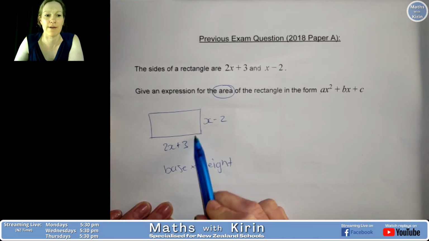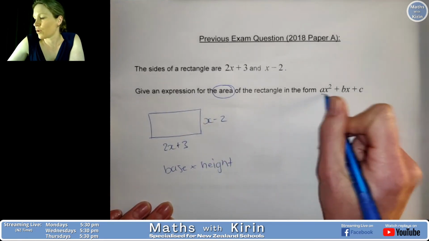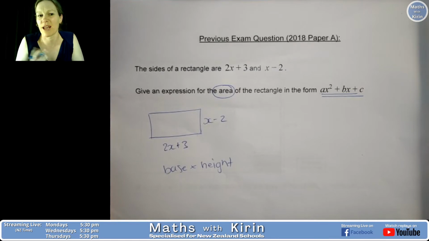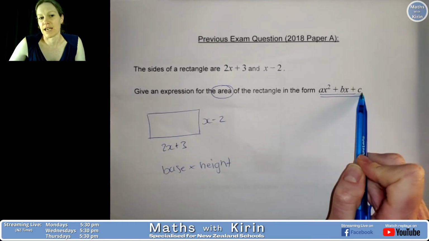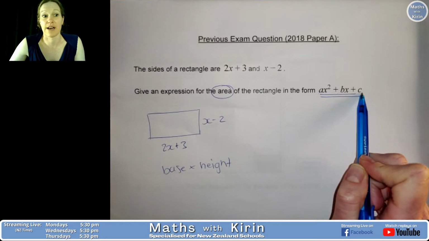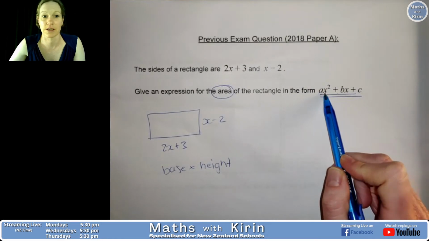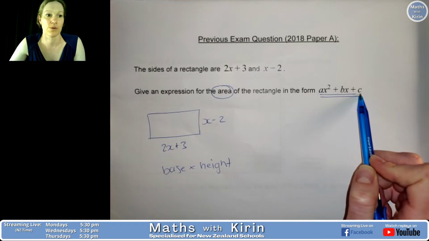Okay, and we have an expression for the base, and we have an expression for the height here. They want it in this form, this ax squared plus bx plus c, which might look a little bit weird. A and b and c here are just standing in for numbers, and we want to find out what those numbers are. So a is just the coefficient, or the number in front of the x squared. B is the coefficient of the x, and then c is what we would call the constant, the number at the end.